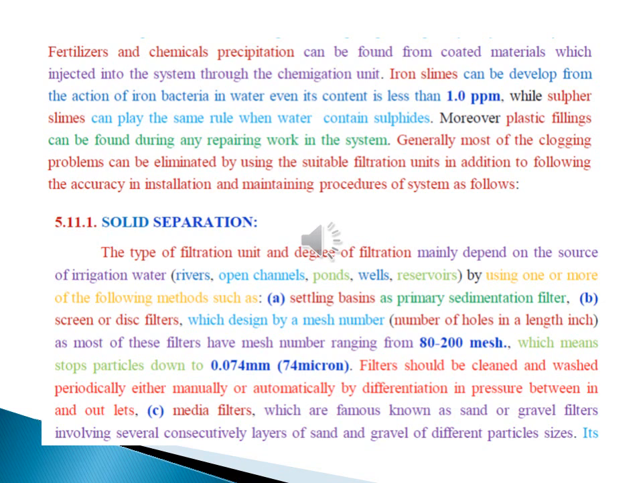Solid separation. The type of filtration unit and degree of filtration mainly depend on the source of irrigation water. Use one or more of the following methods: settling basins as primary sedimentation filters, screen or disc filters which are designated by mesh number, which is equal to the number of holes in a length inch, media filters, sand separators, and or foam filters.